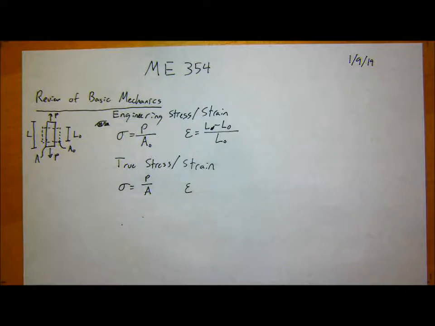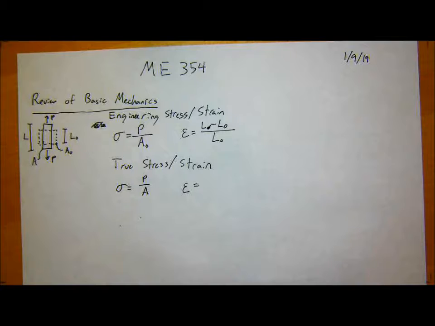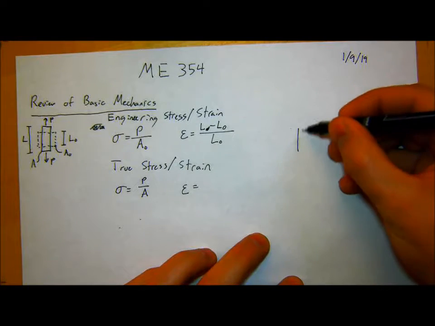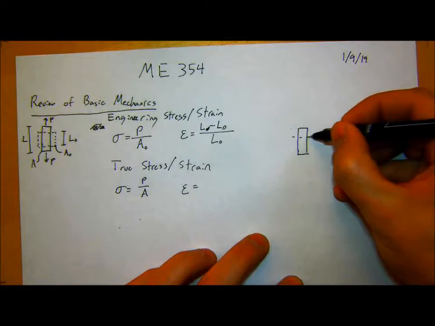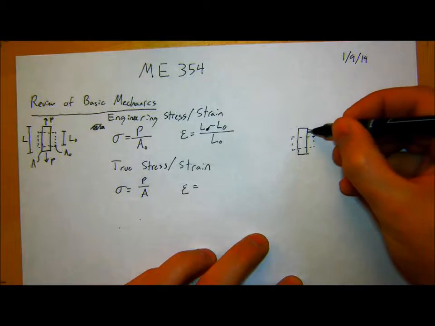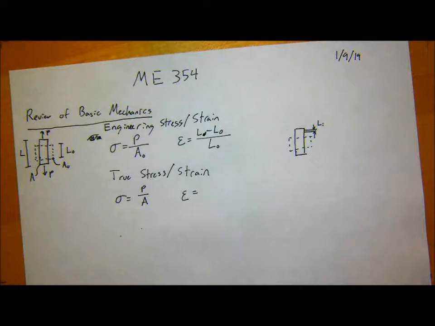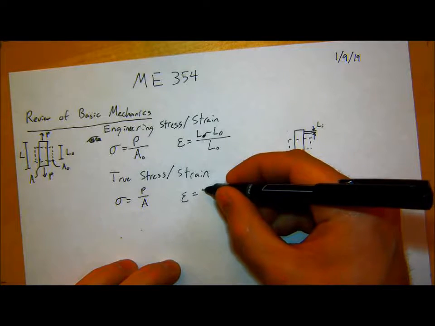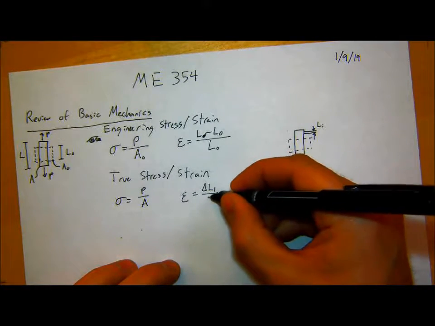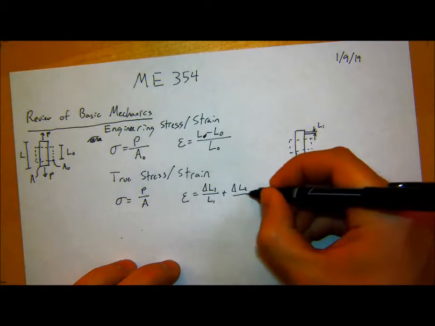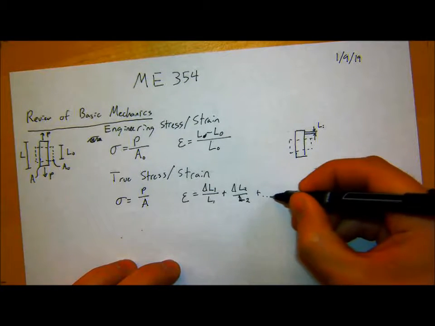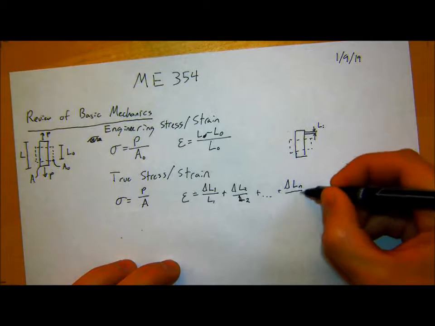Our true stress, pretty straightforward, you divide by the instantaneous area. Our true strain, we are dividing by the instantaneous length, but at every small point along the length. So when I have my extended rod, I'm going to look at the change in length of every individual subunit, Li, and do an infinite sum all the way down. So my strain is the change in length of segment 1 over the length of segment 1, change in length of segment 2 over L2, all the way down to the change in length of segment N over Ln.